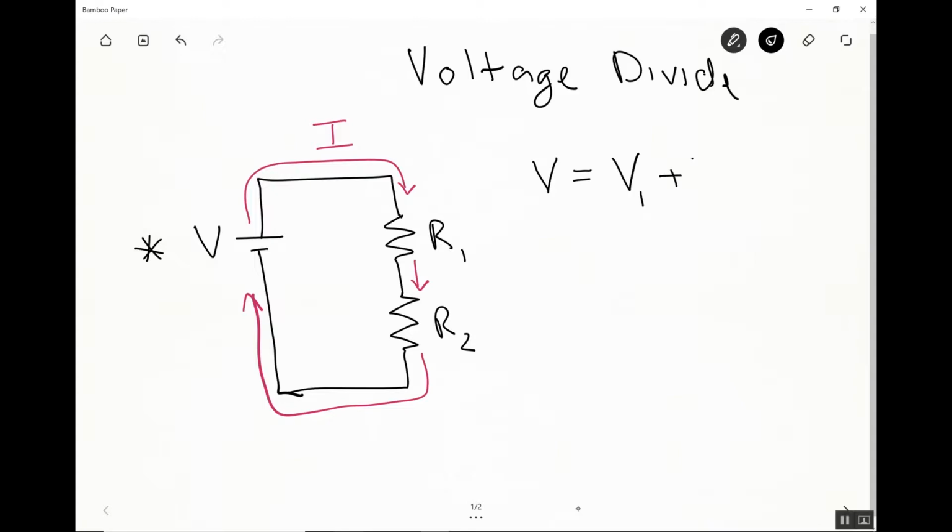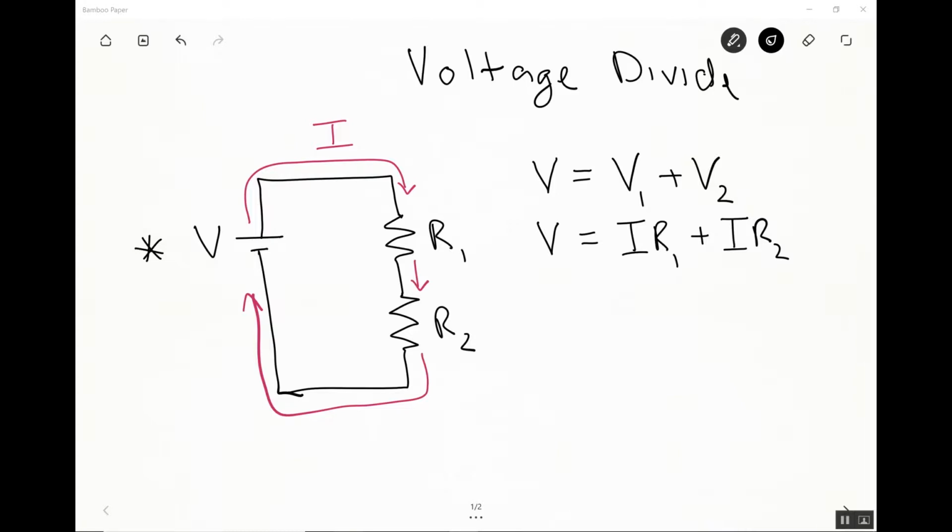Okay. So one of the principles that was presented in the written lesson for this week is that when you have an arrangement like this, the voltage that's used by resistor 1 plus the voltage used by resistor 2 equals the total voltage. That's the essence of the voltage divider circuit. So we can write that like this. The total voltage being supplied to the circuit equals the voltage drop across resistor 1 plus the voltage drop across resistor 2. Just like that.